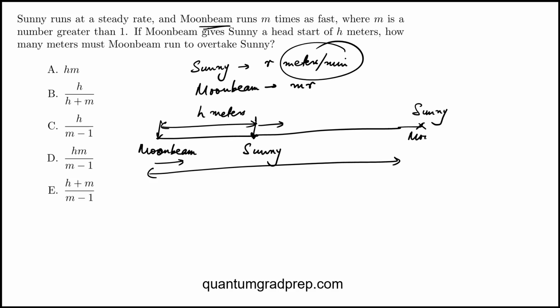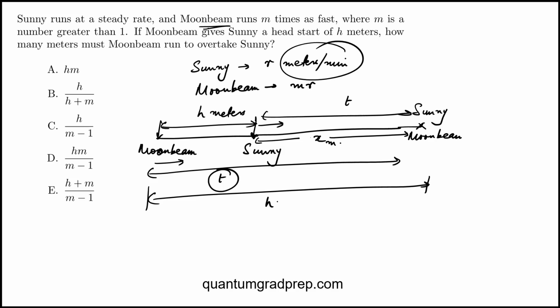So both of these reach this point at the same time because they both started at the same time. So the time elapsed is the same for both, for Moonbeam and for Sunny. I'll call the distance that Sunny travels, after which Moonbeam catches up with him, x meters. And the total distance that Moonbeam has to travel is h plus x. So that's the formulation, and then we can apply the distance, rate, time relationship.